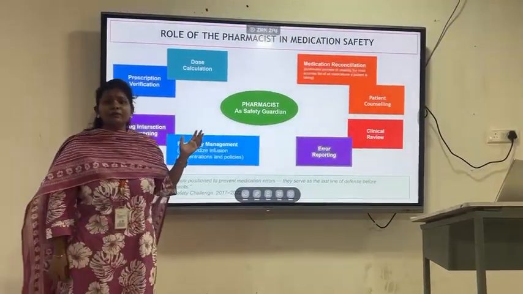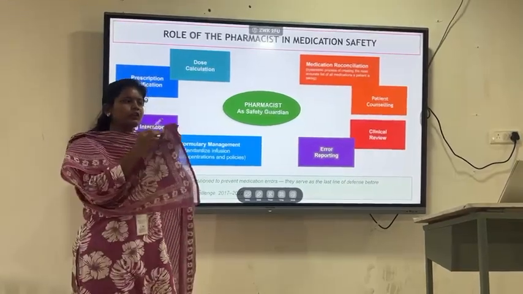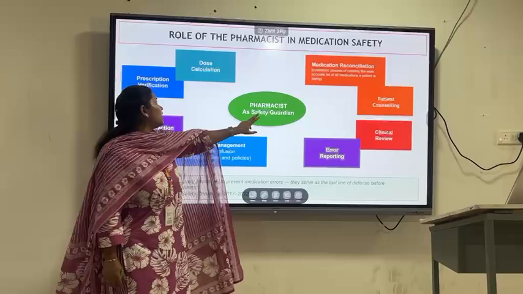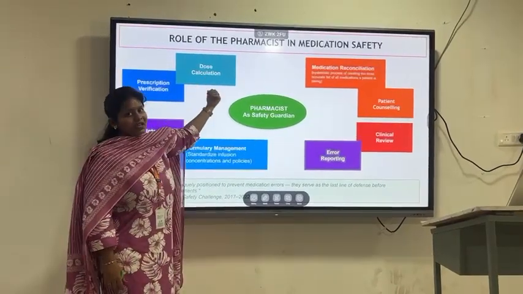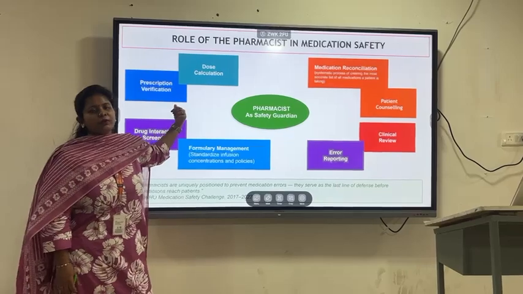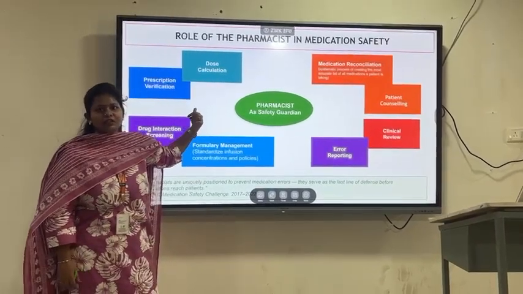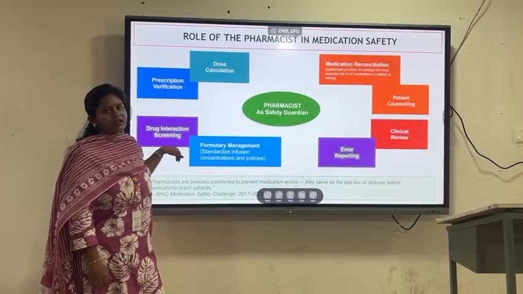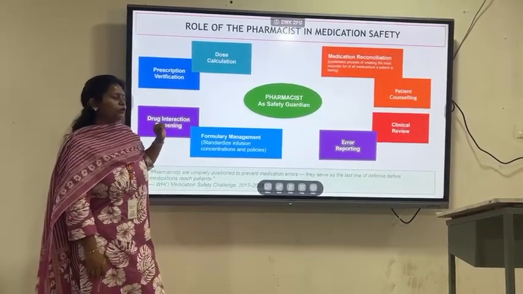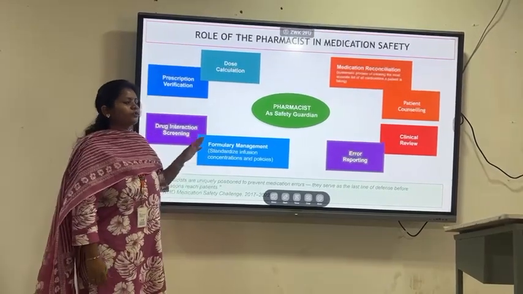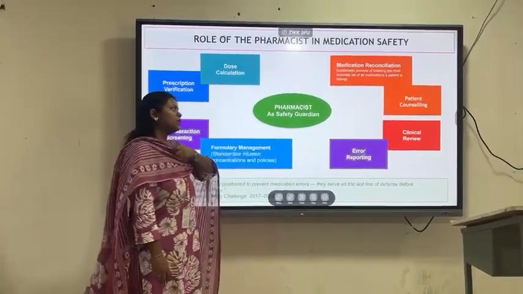And what is the role of the pharmacist in maintaining medication safety or preventing medication errors? Majorly, pharmacists act as safeguards. They are mainly involved in dose calculation to prevent overdose or underdose, prescription verification to prevent look-alike, sound-alike drugs or illegible medications, drug interaction screening to prevent drug-drug interactions or drug-food interactions, and formulary management, uploading the latest information of the drugs present in the hospital.